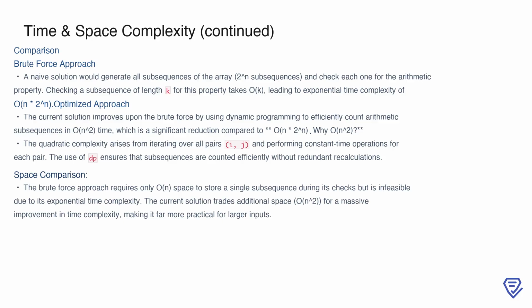In contrast, the optimized approach leverages dynamic programming to count arithmetic subsequences efficiently in n squared time. This quadratic complexity stems from iterating over all pairs i, j, and performing constant time operations for each pair, eliminating redundant recalculations. On the space side, the brute force method requires only n space to store a single subsequence during its checks, but its exponential time complexity makes it impractical for larger inputs. The current solution trades this minimal space usage for a higher but manageable n squared space complexity, resulting in a much more feasible approach for larger datasets.